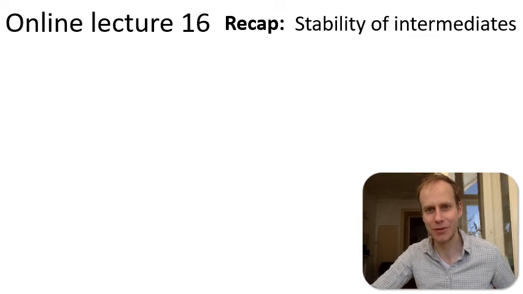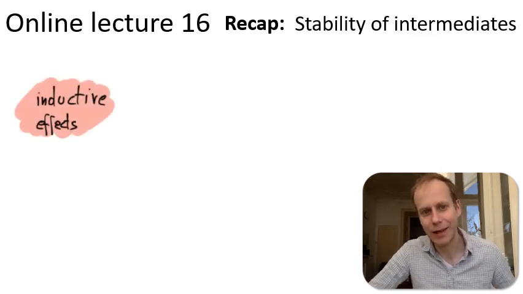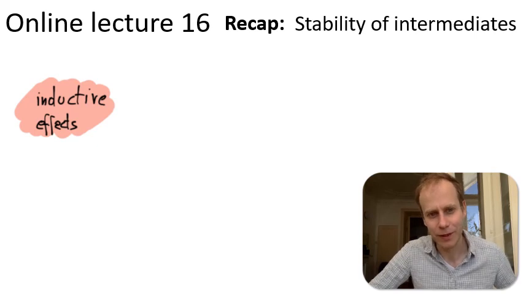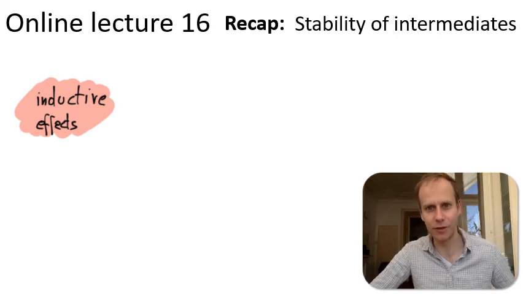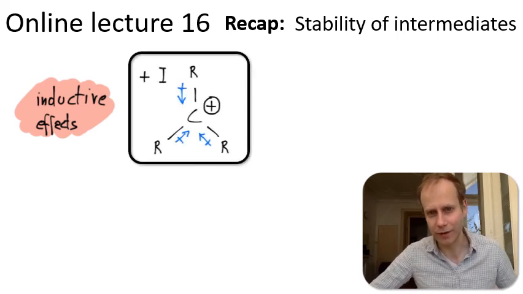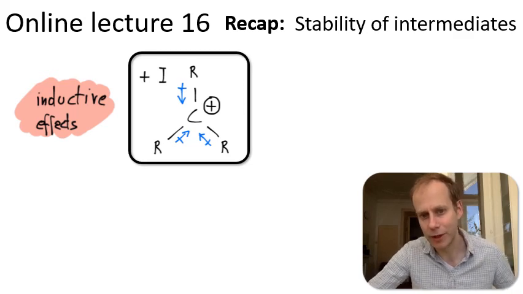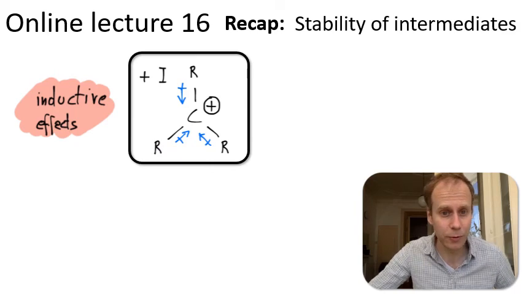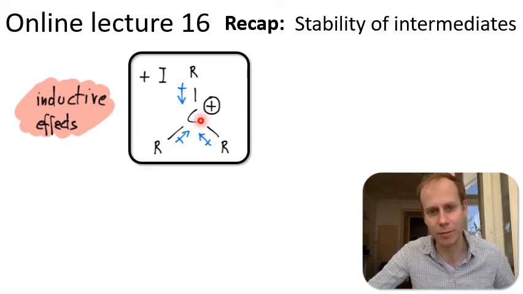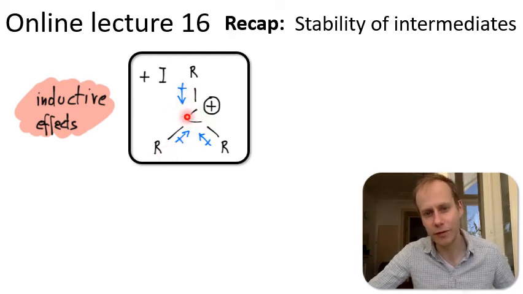The last time we spoke about the stability of reactive intermediates, and we learned that there are so-called inductive effects. Inductive effects are based on differences in the electronegativity of the atoms of a molecule. If you, for instance, have a positively charged carbon, a carbocation, connected through sigma bonds to these residual groups, and these residual groups are more electropositive than the positively charged carbon, then the carbon withdraws electron density from these residual groups. We call this the positive inductive effect or plus I effect.